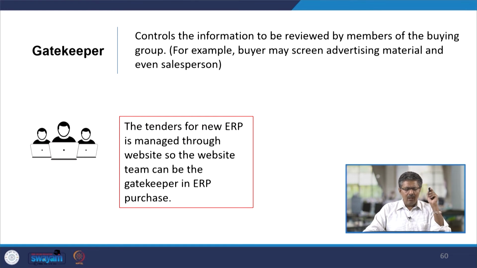Okay. The next is the gatekeeper. So, you have a set of people in the B2B organizations who are called gatekeepers. Their role is to work like a gatekeeper who controls the flow of information. The gatekeeper basically controls the information to be reviewed by the members of the buying group. For example, the buyer may screen advertising material and even the opinion of the sales people, and all this information is provided to the other members of the buying center by the gatekeeper, who can be the secretary in the organization or a person from the systems department who has a lot of information and who knows which information is needed and where it is available.